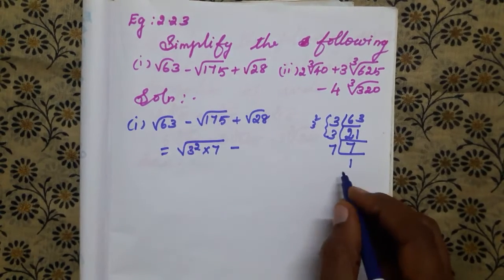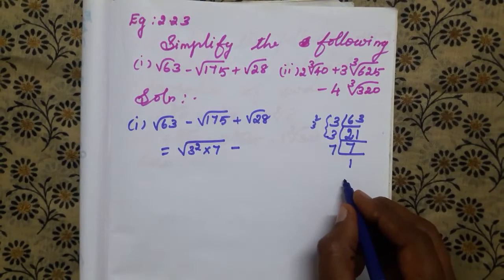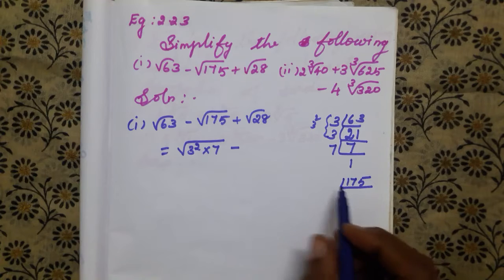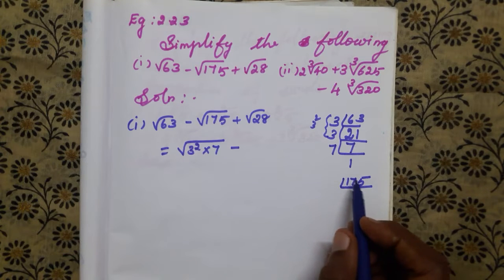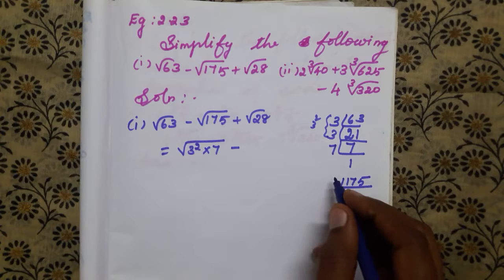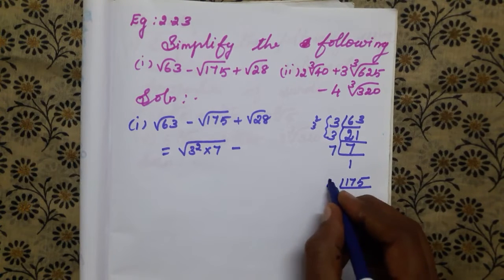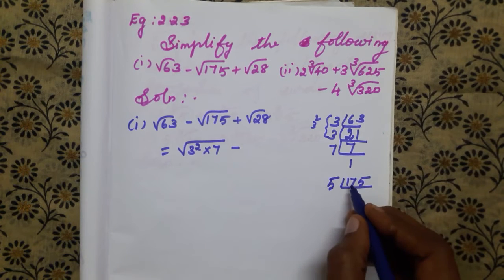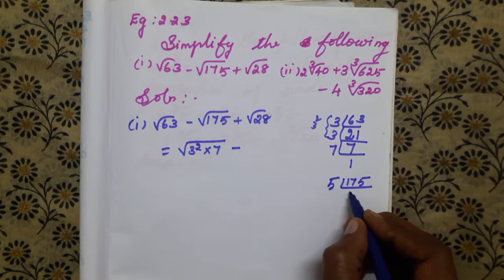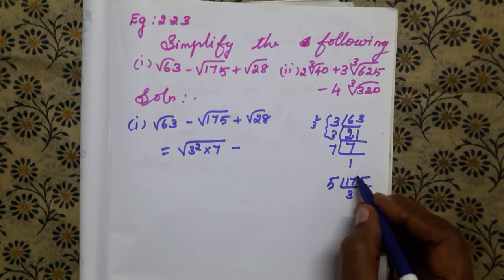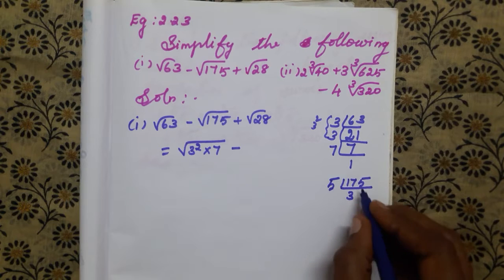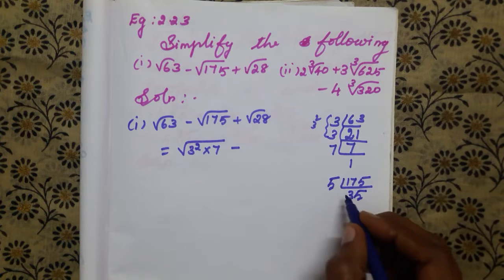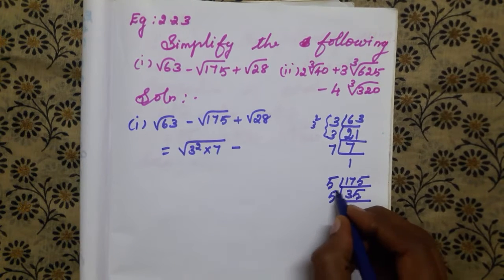Next, square root of 175. Can we factorize this 175? Yes, we can. Which prime number can we factorize with first? 5 table. 1 5 is 5, 2 5 are 10, 3 5 are 15. How much balance? 2 balance. Next, 5 5 are 25. Again we can factorize with 5 table.